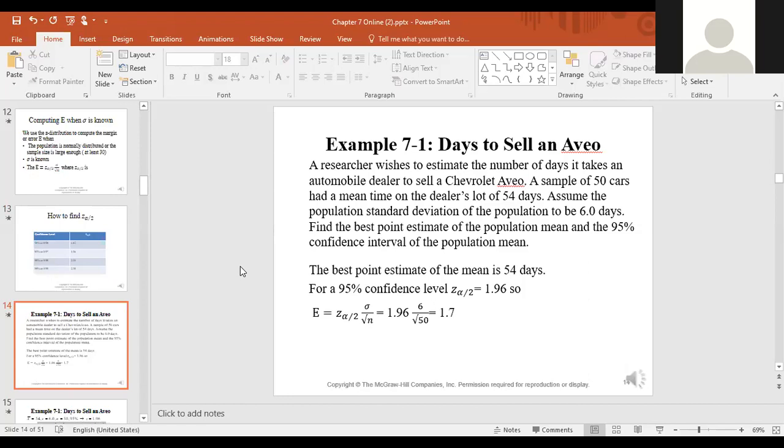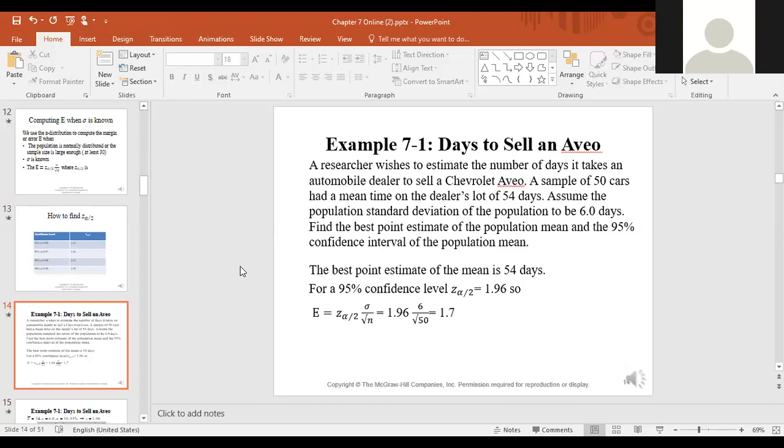And the confidence level here is 95%. For 95%, Z alpha over 2 is 1.96. So you fit all these values into the formula, and you have 1.96 times 6 over the square root of 50, which is 1.4. You can use your calculator to do this computation.